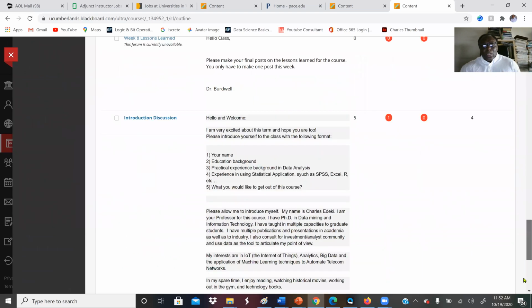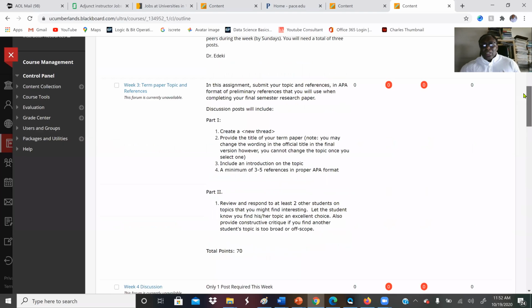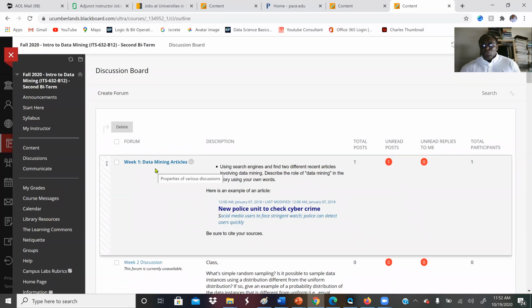Now, when you go at the end right here, we have the introduction discussion. Please do your best to post a short introduction of yourself. For example, what your name, your education background, and if you have any practical experience in data analysis, which is related to data mining, or you have any experience in stat applications such as SPSS, Excel, R, etc. It can be Weka also. And also what you would like to get out of this course. So please answer these 4 questions. This discussion thread is not graded. We are not going to grade it, just for introduction. Our grading discussion is week 1 for this week.